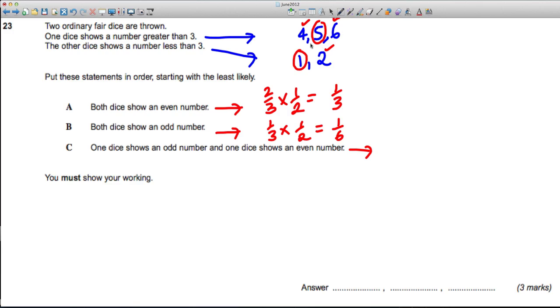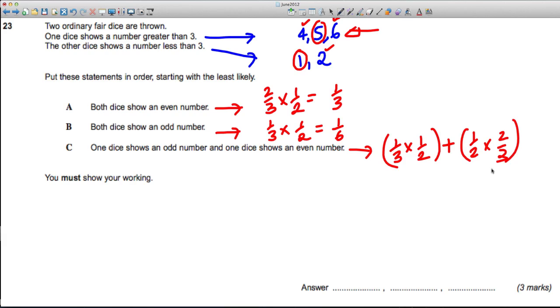And the last one, one dice shows odd and the other dice shows even. So either we could have that one showing odd, which would be 1/3, and this one showing even, times 1/2, or you could have this one showing odd, which would be 1/2, multiplied by this one showing even, which would be 2/3. Okay, so this would be 1/6 plus 2/6, which is 3/6 or a half.